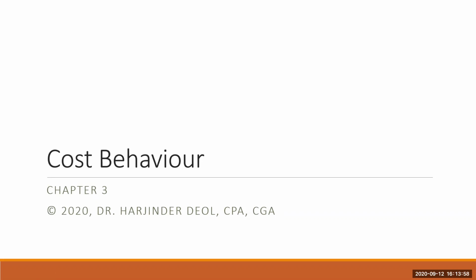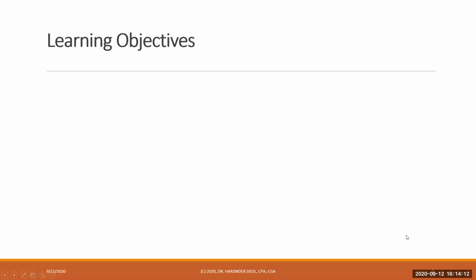Hello, everybody. This is topic 3 from chapter 3, cost behavior. I'm Harjinder. The learning objectives in this chapter include a second look at the behavior of fixed costs and variable costs.